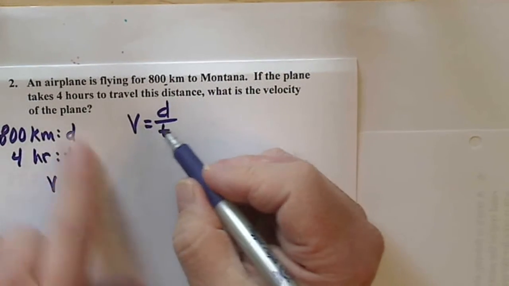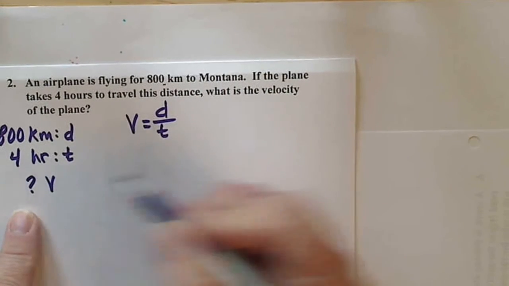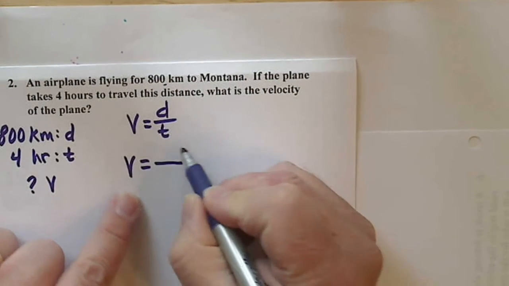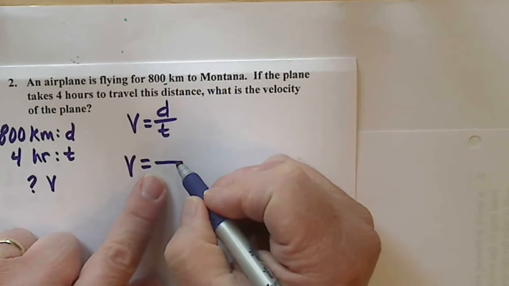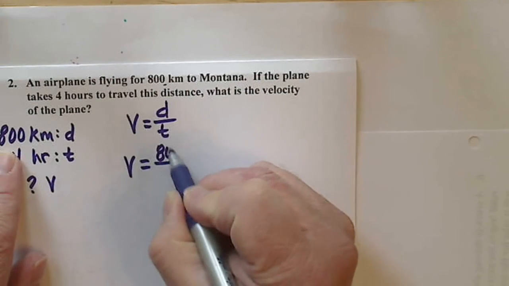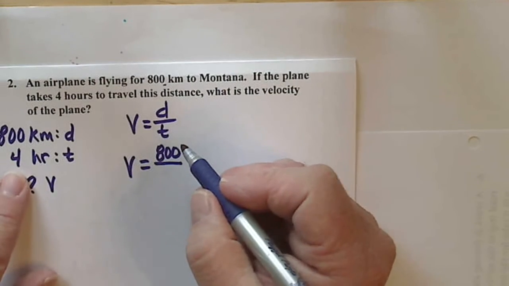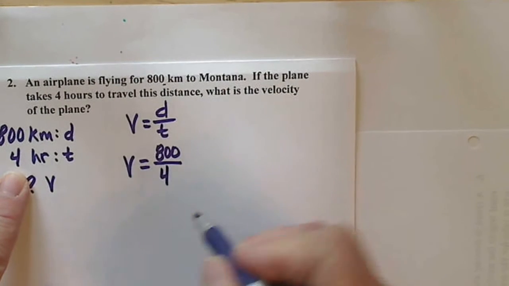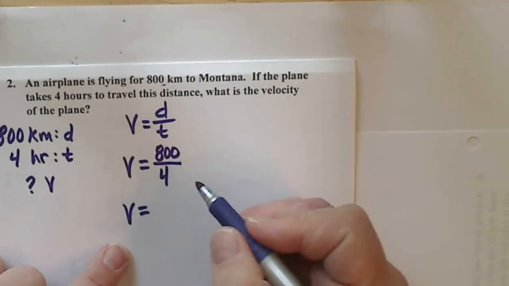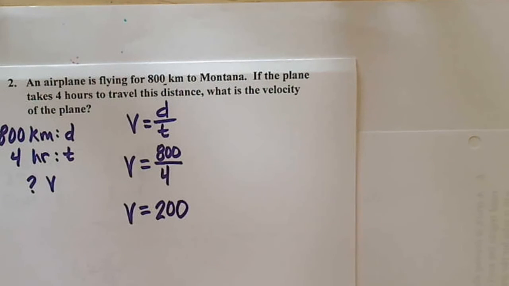Now we start plugging the numbers where they go in the formula. So the v is, we don't know, so we're just going to leave the v in. And over here on top of this line, we got d, which is 800. And we're going to divide it by time, and the time is 4. So v is just going to be 800 divided by 4, which is 200.